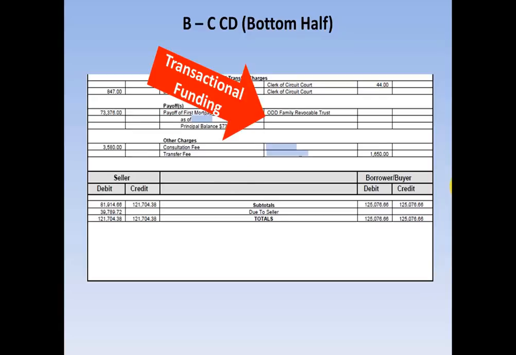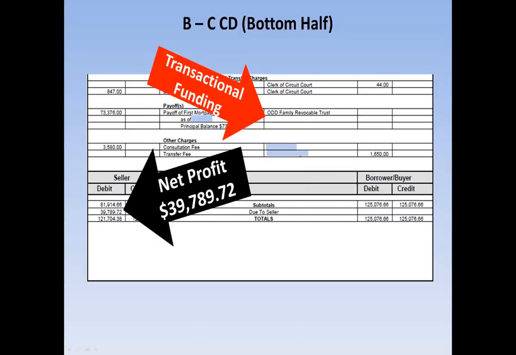The bottom half of the CD, again, this is the B to C, bottom half of the CD. There's the transactional funding. If you look carefully, that transactional funding is this amount, and it's the combined amounts of the A to B's. The first A to B and the second A to B. There's the profit. Net profit, $39,789.72.